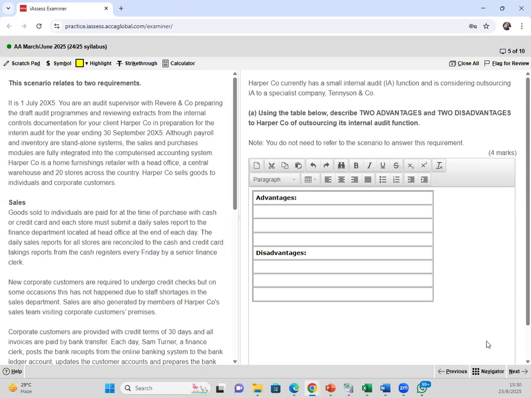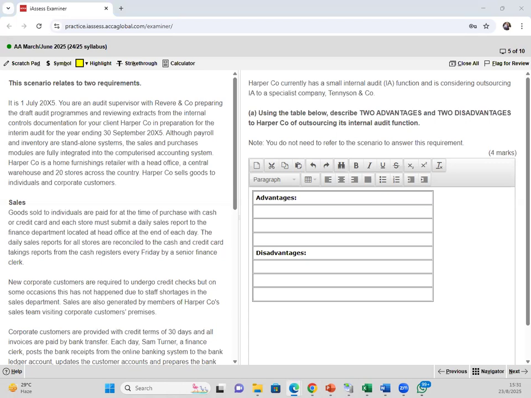If we outsource the internal audit function, we can also get even advanced technology, because they specialize in that. For example, if they have audit software, they might have the software available. It can also save us costs because we only hire them when we need them. We don't have to have an internal audit department within the organization.